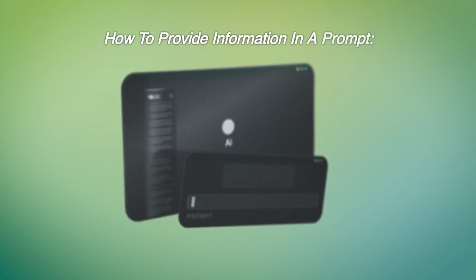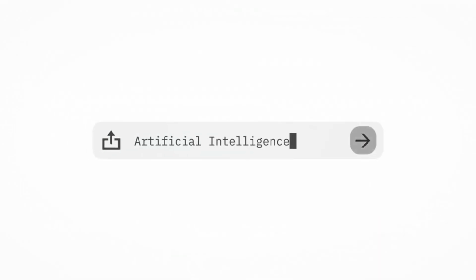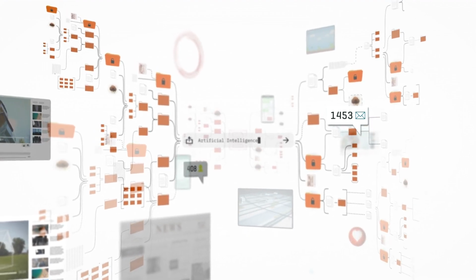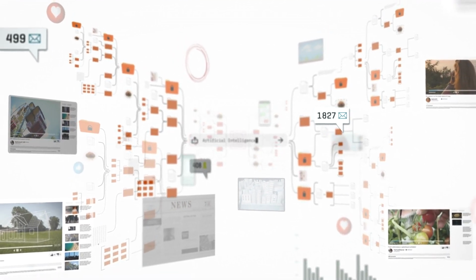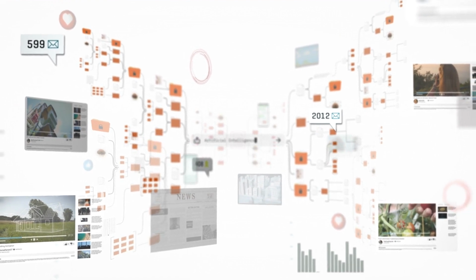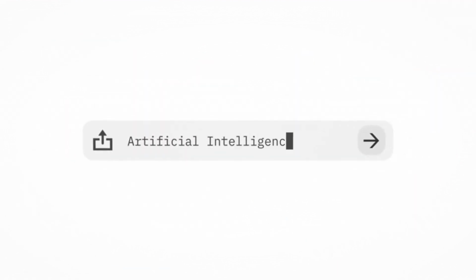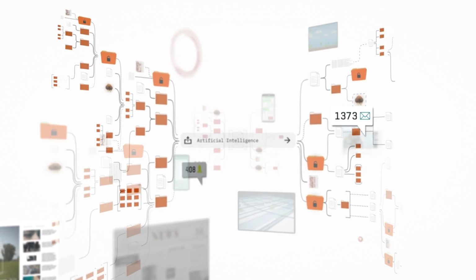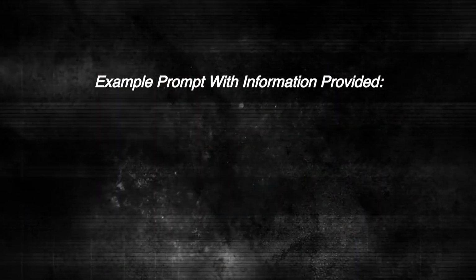How to provide information in a prompt. Identify and include key facts, figures, keys, or specific points relevant to the prompt's task or question. Mention any particular topics, features, keys, or focus areas that the AI should prioritize in its response. Supply background information, such as recent events, relevant statistics, or previous actions taken, to ground the response. Example, prompt with information provided.